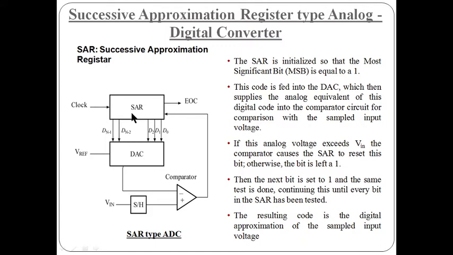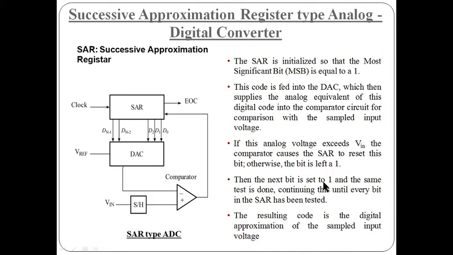Initially the SAR sends its MSB, which is equal to 1. MSB means most significant bit. This value is supplied to the DAC, and the DAC converts this bit value into an analog voltage. Then this analog output is compared with the incoming or sample voltage inside the comparator, and if the analog voltage exceeds it, the comparator causes the SAR to reset this bit, otherwise the bit is left at 1.